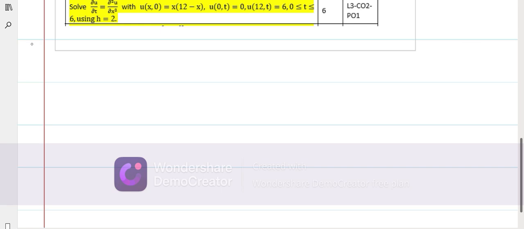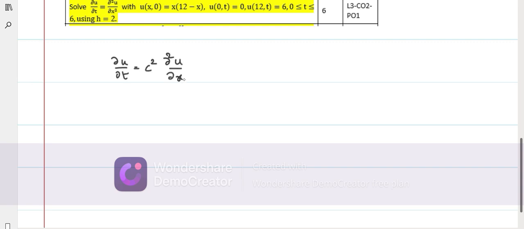So in this question, we have to solve this equation, and it is clear that ∂u/∂t equals ∂²u/∂x². It's a neat equation. So what is the general form of the heat equation? ∂u/∂t equals c² into ∂²u/∂x².